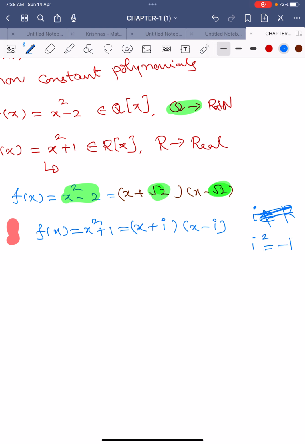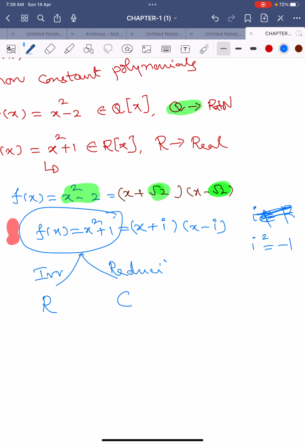So x square plus 1 cannot be split over capital R, but it can be split over capital C. So this polynomial is irreducible over capital R but reducible over capital C. So remember that reducibility or irreducibility of the polynomials depends upon the nature of the field.